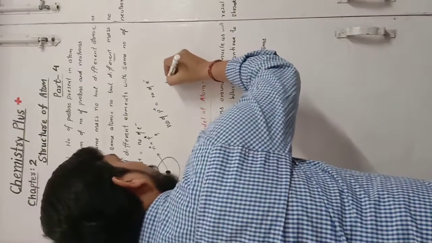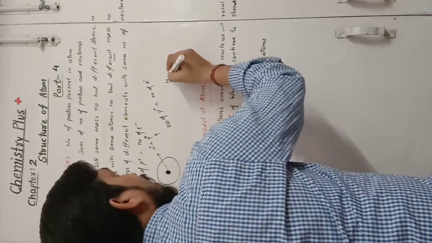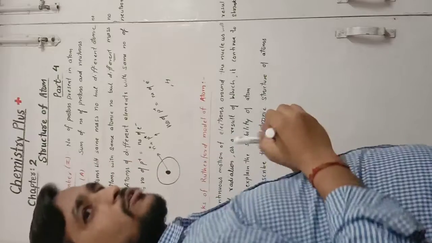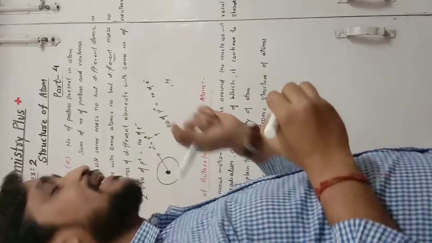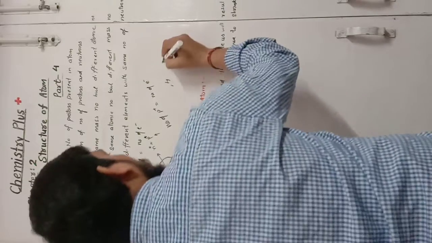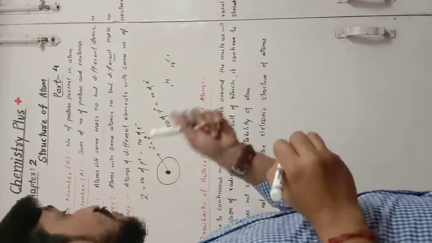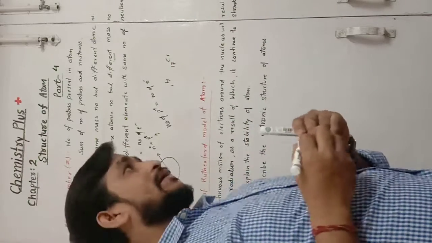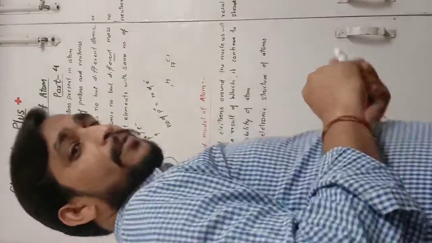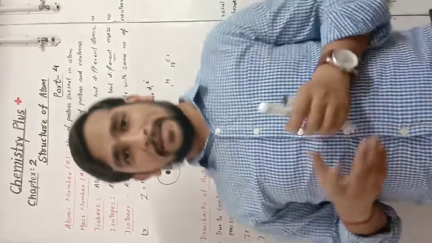For example, the hydrogen atom has atomic number 1 because one proton is present inside the nucleus of this atom. If we talk about chlorine, its atomic number is 17, so it consists of 17 protons in its nucleus. So this is what the atomic number is. The next term is mass number.